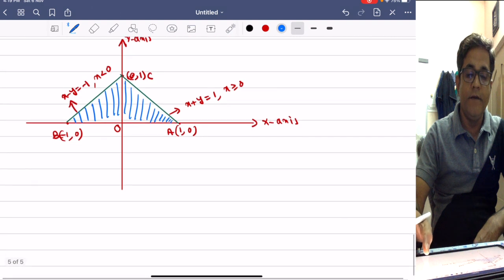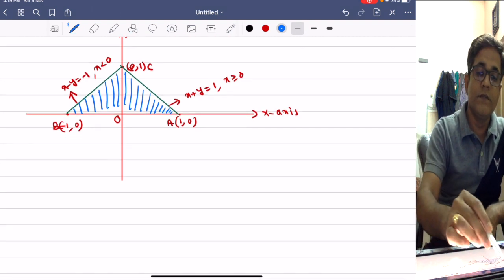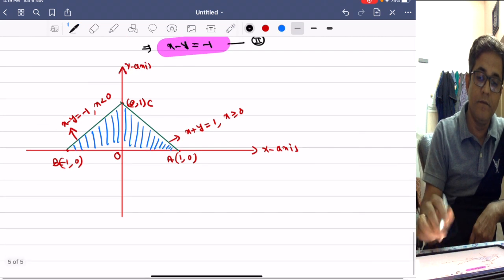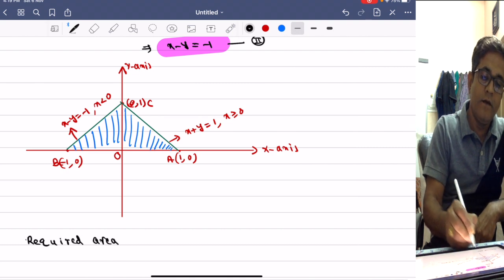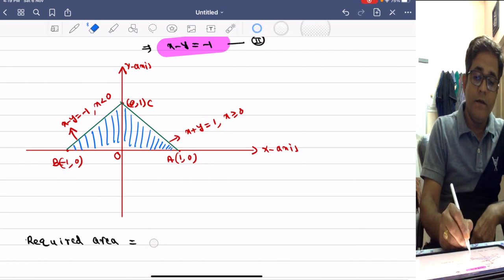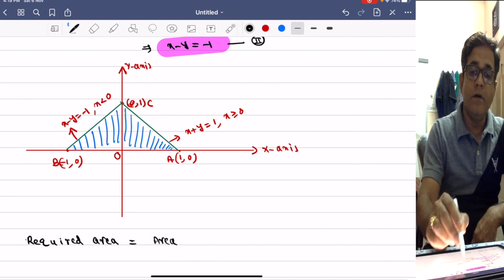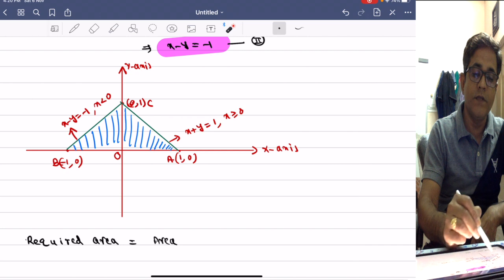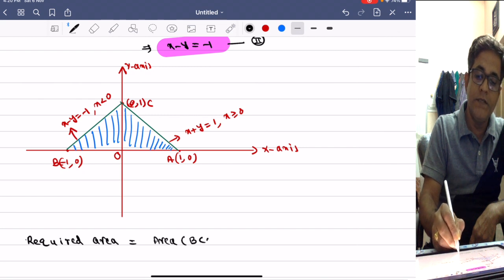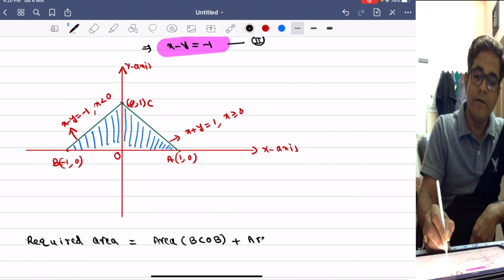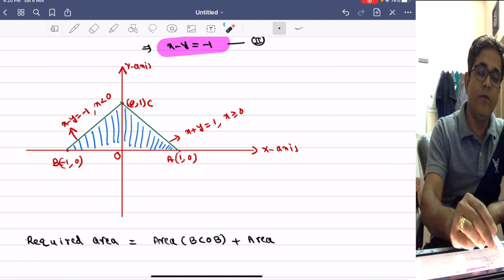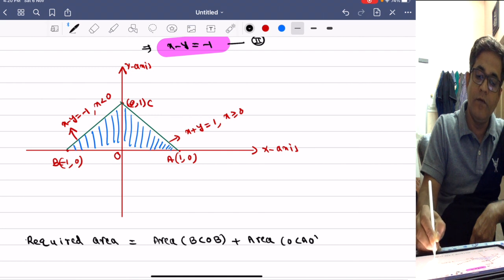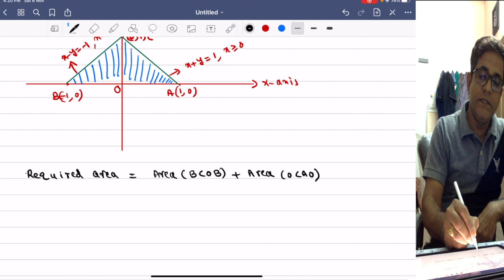So to find this area, what we do is, the required area is equal to this one, that is the area BCOB plus the area of this one, OCAO. So that is the required area. So this is equals to now.